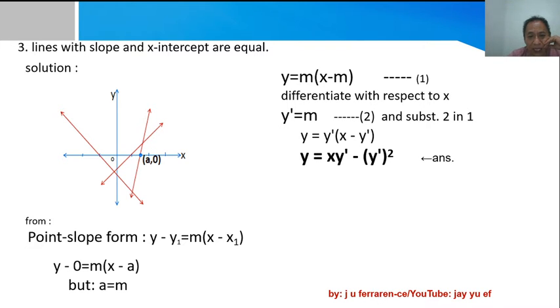So, we have y equal to m, which is now y prime. So, replacing again your m with y prime, and distribute, we have y equal to xy prime minus y prime, or the square of y prime. And this is now your answer.